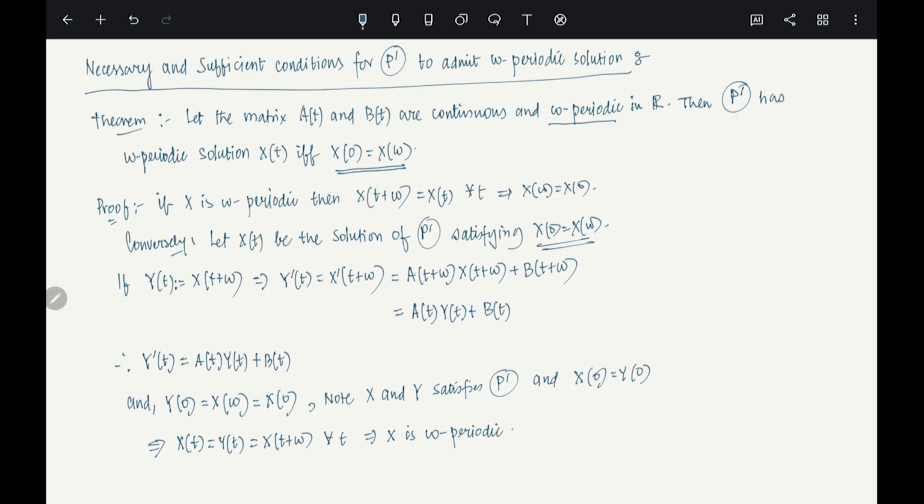Okay, so you see, you do not have to worry about periodicity. Once you have the coefficients periodic, you just have to check two points, 0 and w. If x achieves the same value at the point 0 and w, then you have a w periodic solution. Clear? Okay. So now we are going to look at a corollary of this theorem.